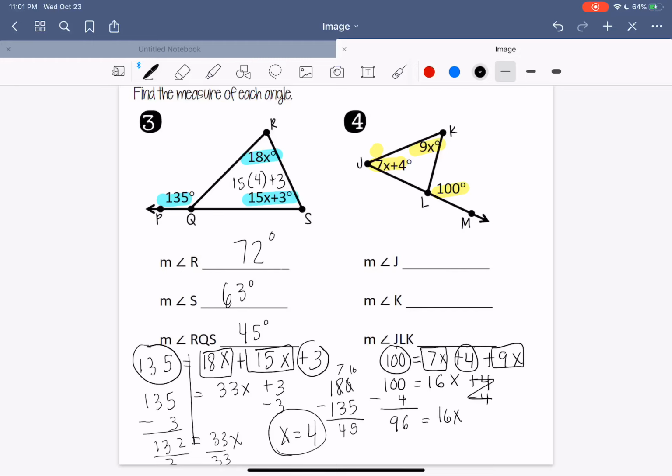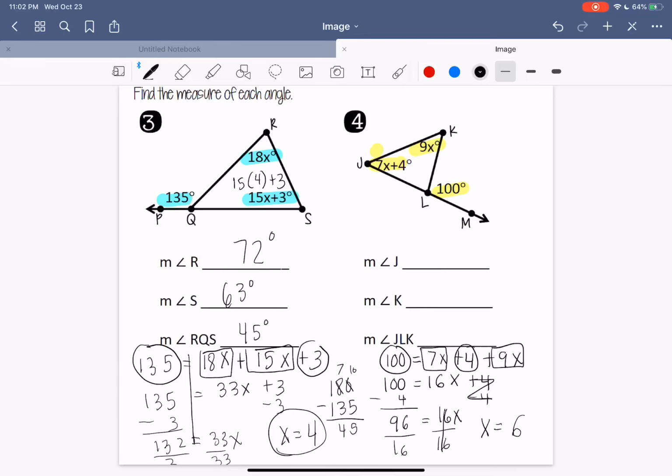And our last step is to, hopefully someone in Mr. Campbell's class will say, divide by our coefficient of 16. This will become 1, and we will have our final of x equals 96 divided by 16, which is 6. So we're not quite done. We have to find the measure of angle J, the measure of K, and the measure of angle JLK.